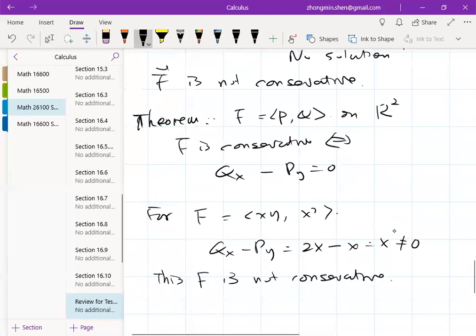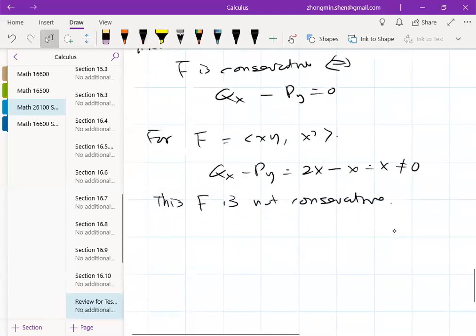But if F is going to be (2xy, x squared), then it is conservative.